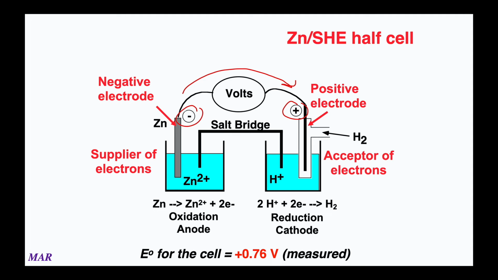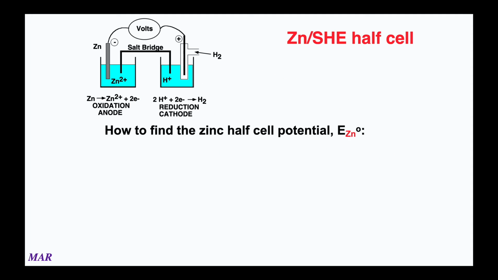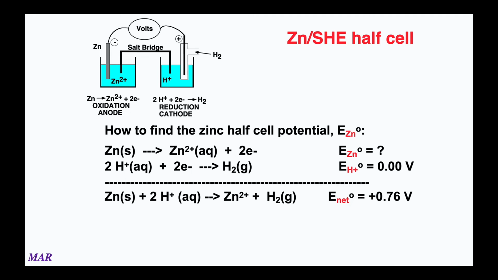Well, if we know that the overall cell is 0.76 volts, and we know that the SHE electrode is 0 volts, it's not going to be too hard to calculate the cell potential of the zinc going to zinc 2+. We don't know what that value is. Zinc going to zinc 2+ is a mystery. But we know that the SHE electrode is 0, and we know the overall cell potential, positive 0.76 volts. Notice that if you literally combine the reduction and the oxidation parts, you get this one. You can also literally combine E zinc plus E H+ to give E net. It's literally that simple.